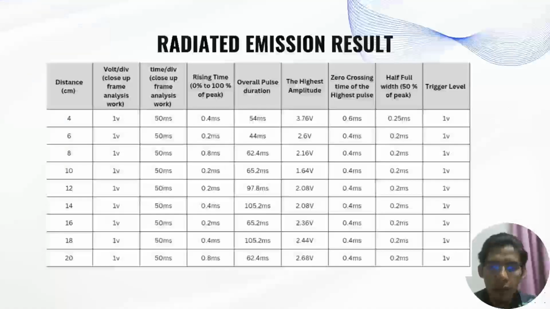This slide shows the radiated emission test results measured at distances from 4 to 20 meters. The purpose of the test is to evaluate the electromagnetic radiation produced by the system. From the table, the amplitude and pulse width remain controlled and do not increase significantly as the distance changes. The rise time and fall time are also consistent, indicating a stable signal. Overall, the results show that the radiated emissions are within acceptable limits.